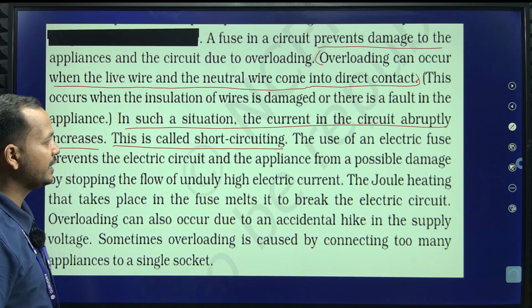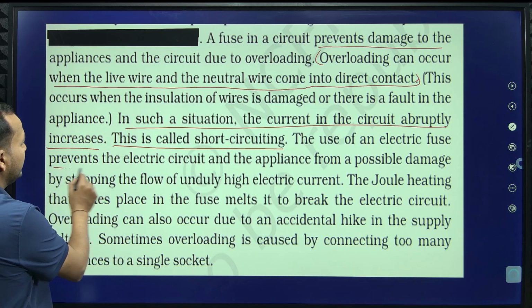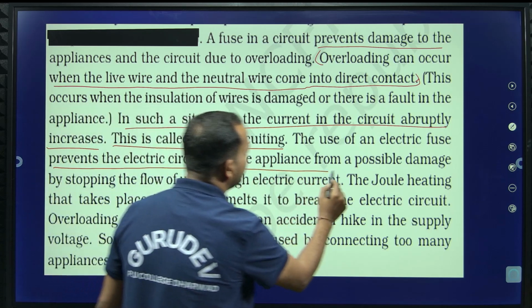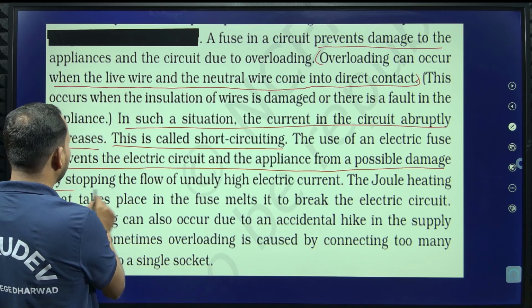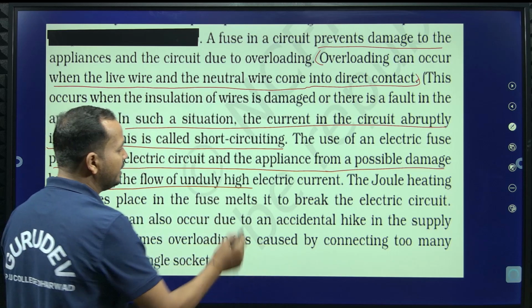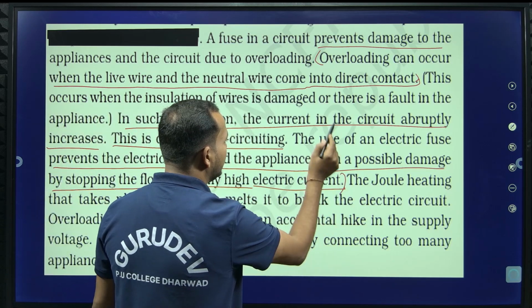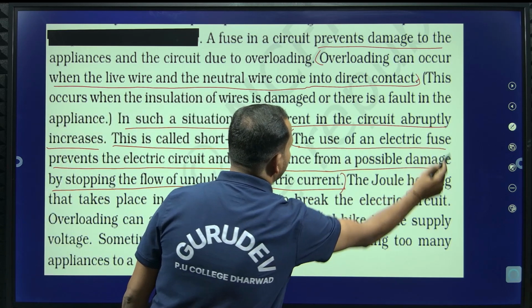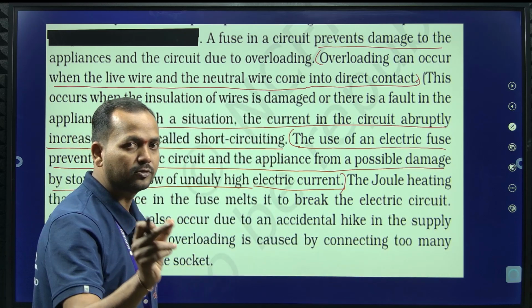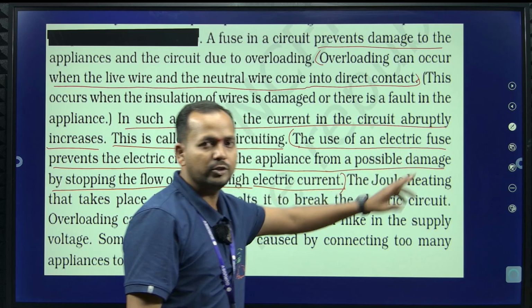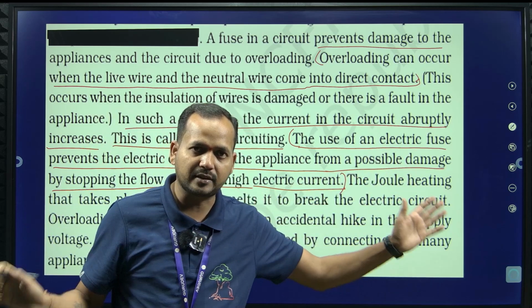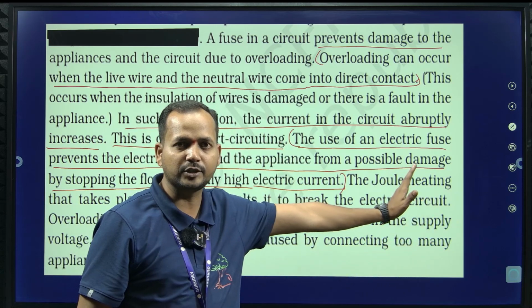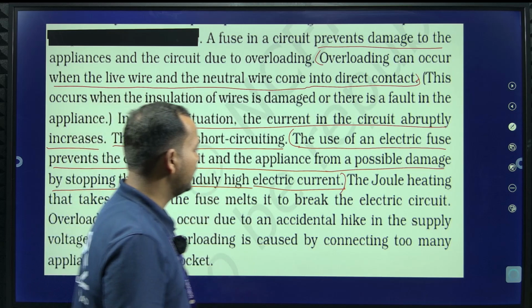The use of an electrical fuse prevents the electric circuit and appliances from possible damage by stopping the flow of unduly high electric current. So this is the importance of the fuse. So what does a fuse do? If there is any high electric current, the fuse will break. Then it prevents further damage to the appliances. That is the answer.